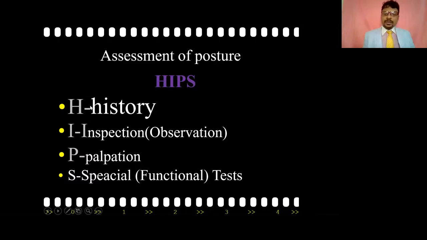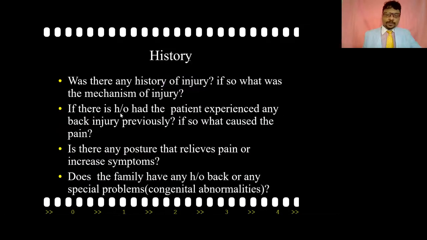So we have to check where they are having the problem. So we have to take the history and also inspection. Why do we have to take the history? If you take the history, we can get so much information about where they are getting the problem. And also from the history, we can predict something, the causative factor. In the history, what we are going to check, we'll discuss. So these are the HIPS patterns: history, inspection, palpation and also special test. So these methods we have to follow.